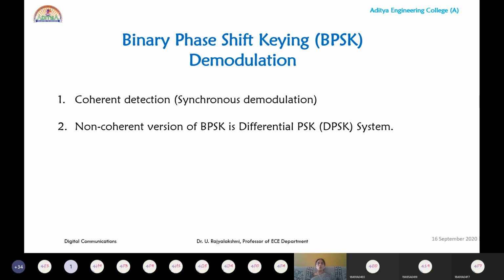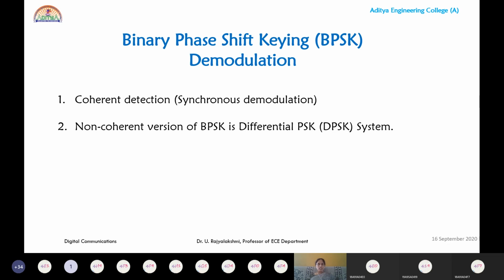So in BPSK we will have only coherent detection, but the non-coherent version of BPSK is differential PSK, where both the transmitter and the receiver change. The transmitter section and receiver section of DPSK are completely different from those of BPSK. In the transmitter we don't have a multiplier, so we will have a different technique in the transmitter as well as the receiver. There also we generate the same BPSK signal, but the transmitter and receiver sections are completely different. Okay, let us go through the coherent detection.